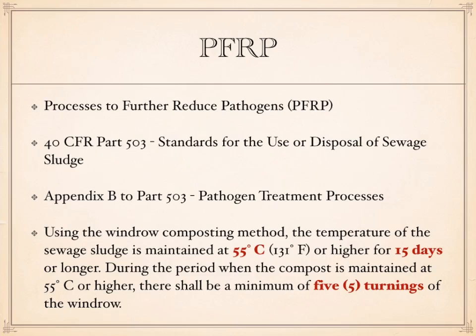Specifically, Appendix B to Part 503, Pathogen Treatment Processes reads, and notice the trio of fives: Using the windrow composting method, the temperature of the sewage sludge is maintained at 55 degrees centigrade, 131 degrees Fahrenheit, or higher for 15 days or longer. During the period when the compost is maintained at 55 degrees centigrade or higher, there should be a minimum of 5 turnings of the windrow.